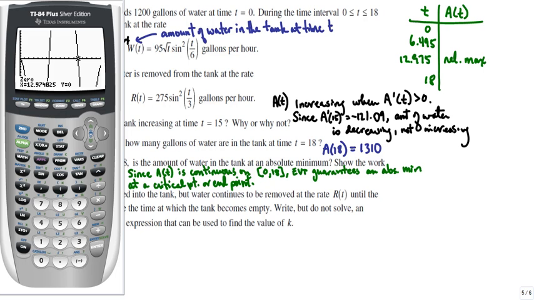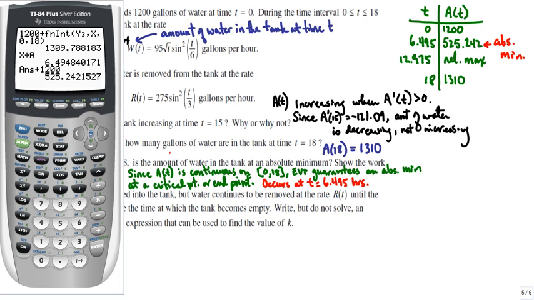Now let me record some other values that I know. I am told at the beginning that I have 1200 gallons, and then at time t equals 18 we've already computed that there are 1310. So here I'm simply going to take the integral and add to 1200, and I used alpha A for the upper limit. Now add the result to 1200, and there's my min.